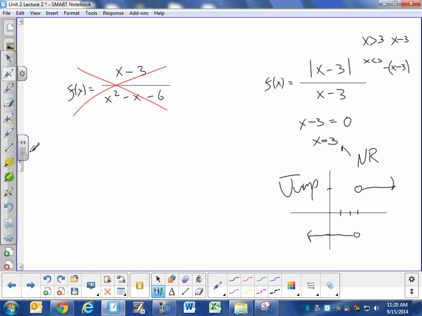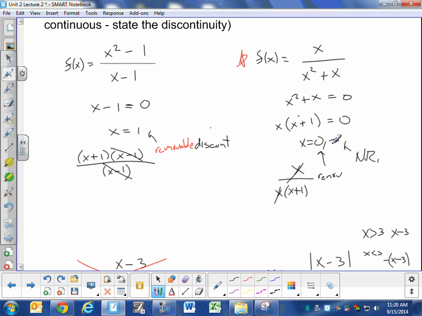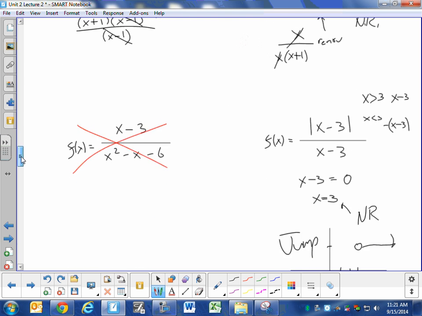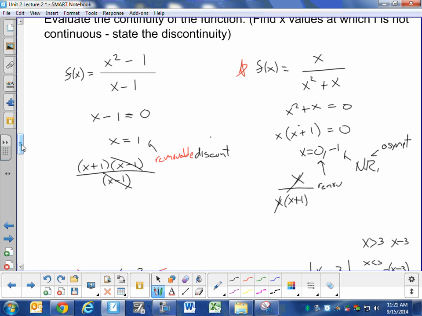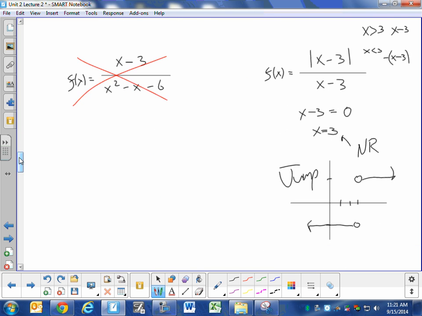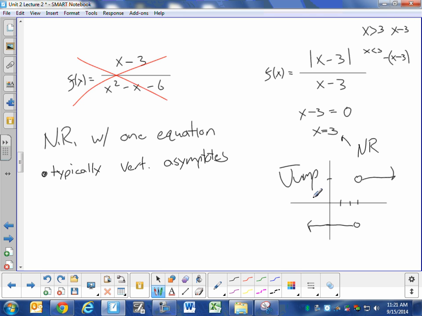Now this is the only type of function that I know of where you're going to see jumps when given just one equation. All of these other non-removables are all locations of vertical asymptotes. Okay, so typically when we have a non-removable, we will have a vertical asymptote, except for this guy where we have a jump.